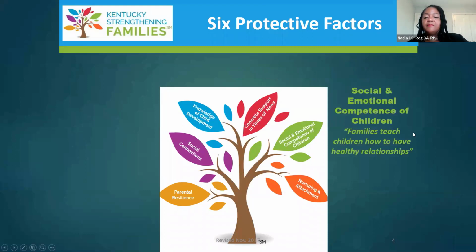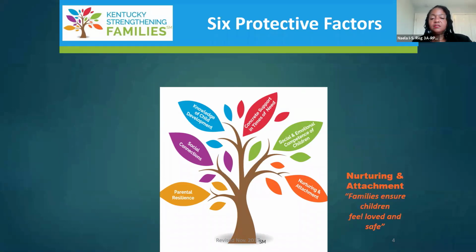Next, social and emotional competence of children. Families teach children how to have healthy relationships. This one again, some parents don't even have healthy relationships. So this may be something you have to model for children, as well as for adults, because we as adults sometimes don't model healthy relationships. So it's a learning process for everyone.